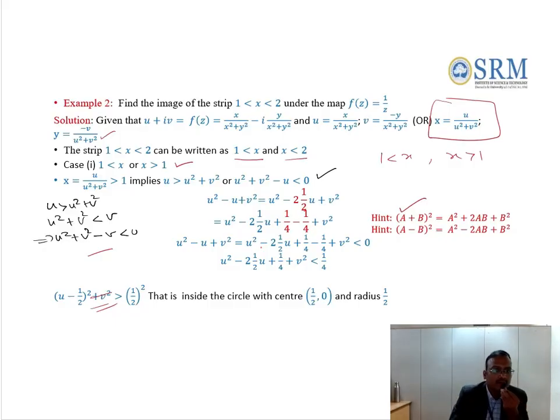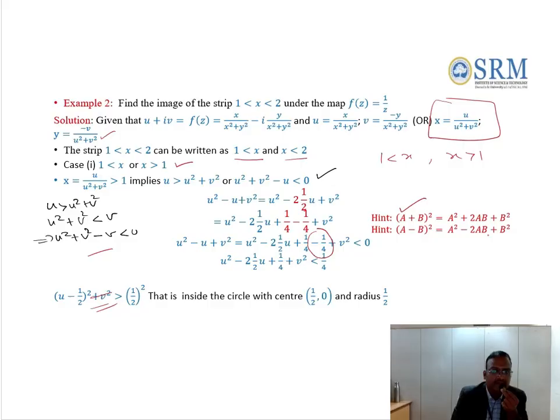Therefore u² − u + v² = u² − 2·(1/2)u + 1/4 − 1/4 + v² < 0. You just push this −1/4 to the right hand side, so the sign will be changed. So the remaining is u² − 2·(1/2)u + 1/4 + v² < 1/4, right?